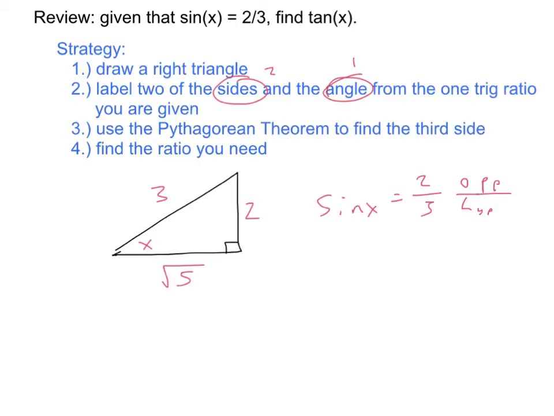Because they asked for tangent x, it will be the opposite side over the adjacent side, which means it will be 2 over root 5. If instead they had asked for the cosine of x, it's not like there's any different work. You would do all of steps 1, 2, 3, and then in step 4, that ratio would be adjacent over hypotenuse. So it would be the square root of 5 over 3. That's our setup, and that's how we work through these types of things.